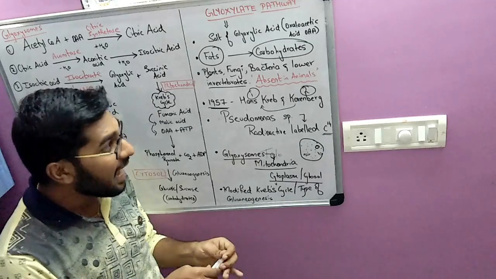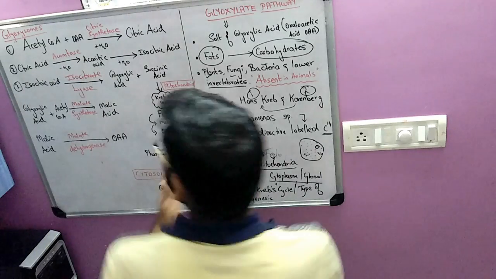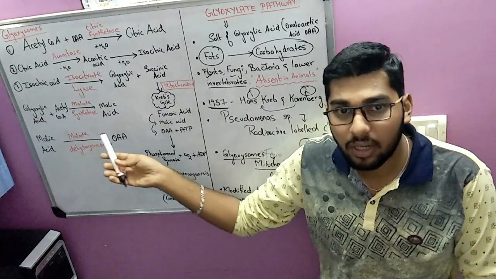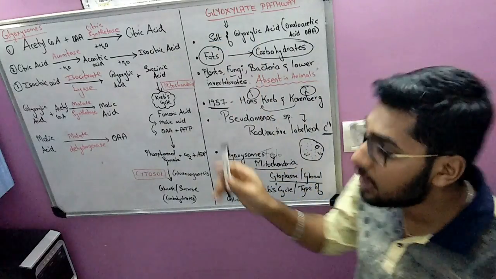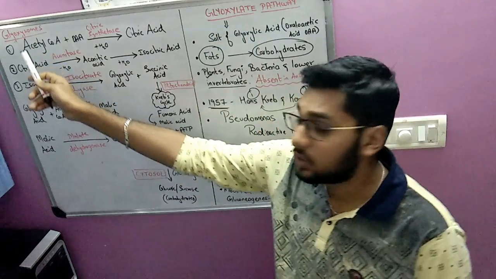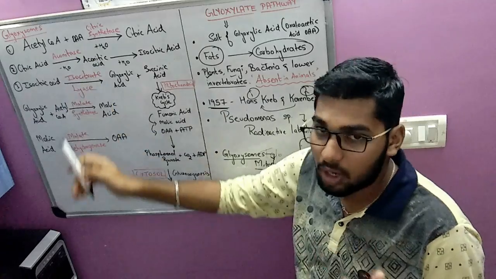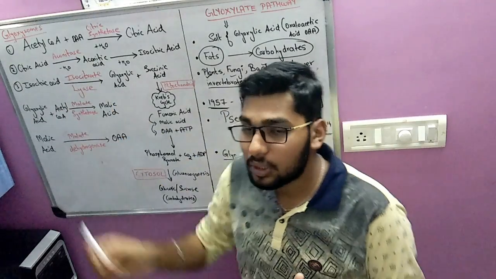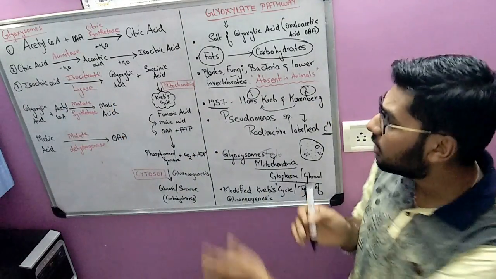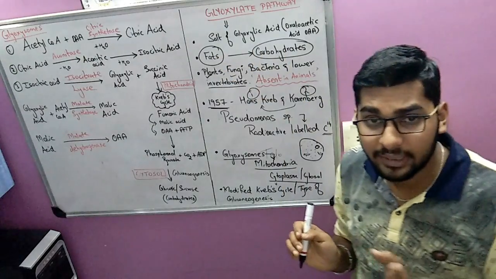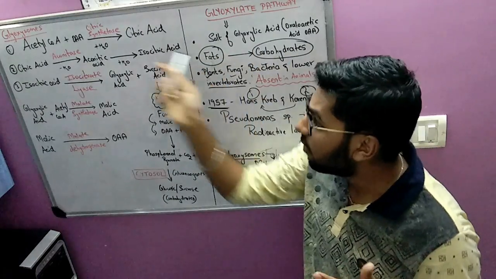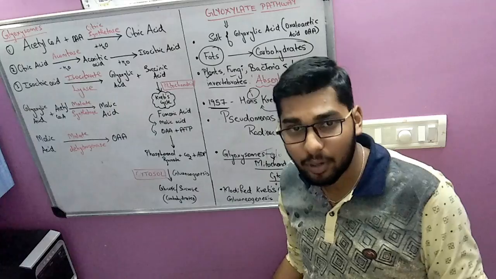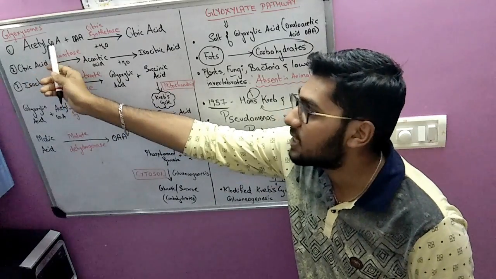So if you come to the reactions that are involved in this glyoxylate pathway, first we'll study about the glyoxysomes. So in glyoxysomes, what reaction occurs? We all know that beta oxidation of fats gives rise to carbohydrates. So beta oxidation of fat gives an end product called acetyl coenzyme A.